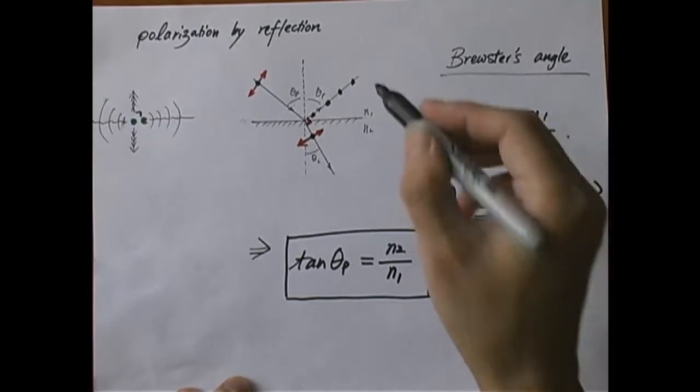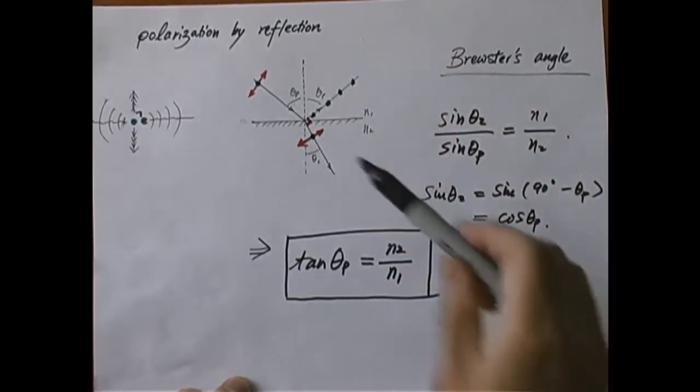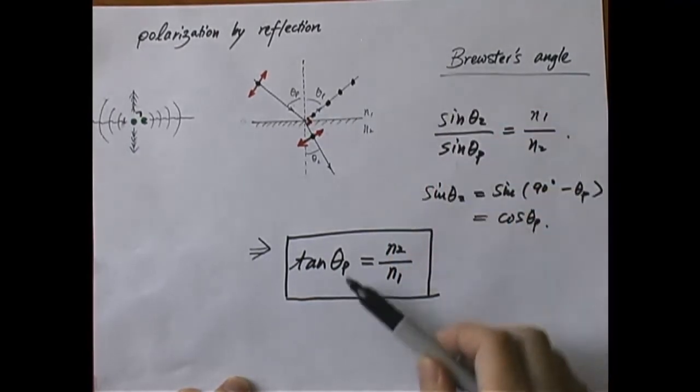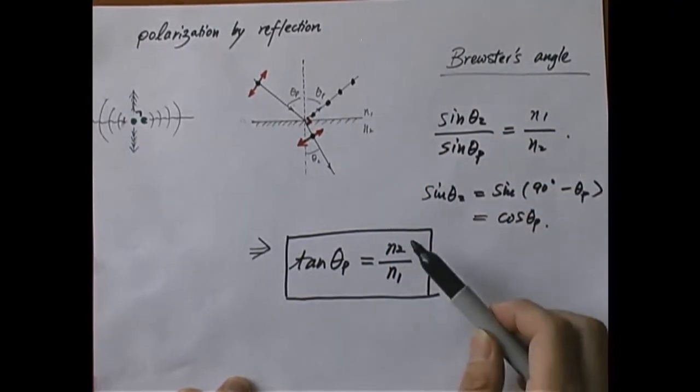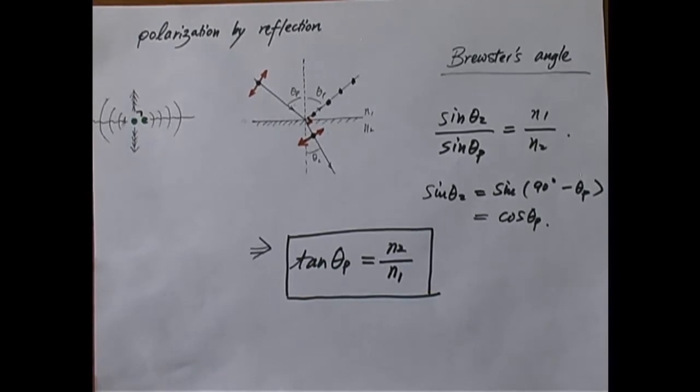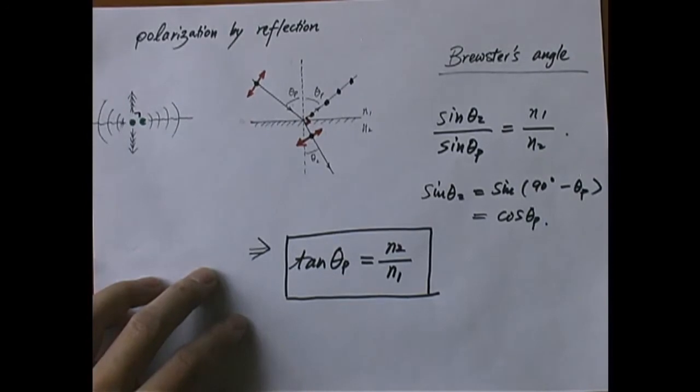For example, if this is air, this is water. When light gets reflected off water, when it bounces back at this particular angle, when n2 is 1.33, and n1 is about 1, you can calculate this angle. Okay, you can calculate Brewster's angle. So you get 1.33, and you find a tangent. Okay, let's see what that equals to. It's about 53 degrees. Okay, 53 degrees.